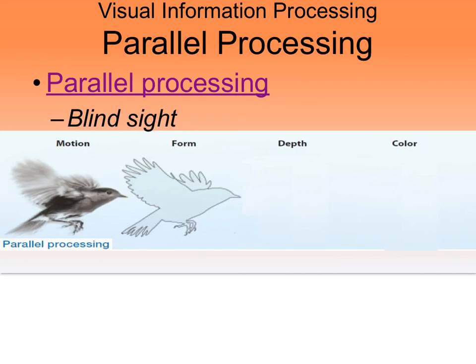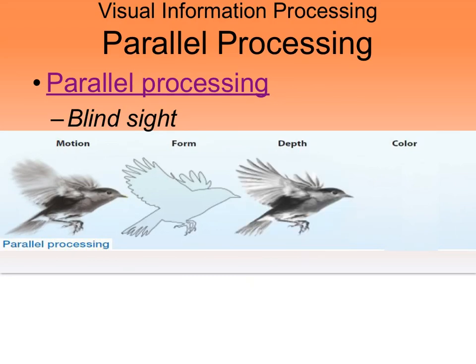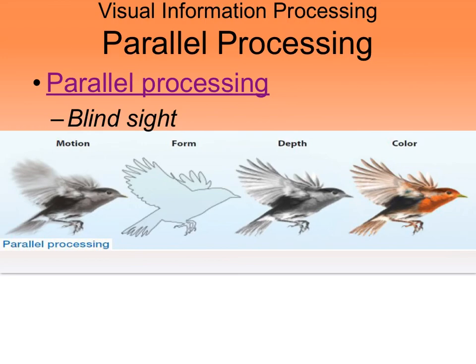Then we also have other cells that process form. They specialize in that department. And then we have other cells that specialize in depth. And we have others that specialize in color, which, as you might remember, are the cones. And we already talked about the different theories that explain this particular specialization. The point here is that this is what we call parallel processing: all of these cells are working independently, at the same time, and later they bring together the image that we are seeing.